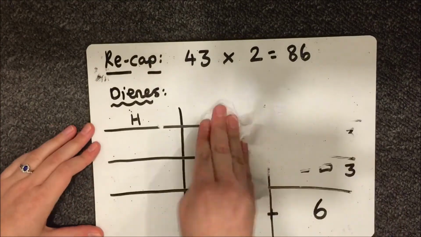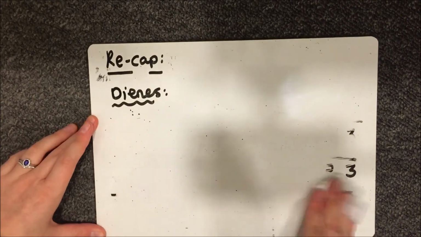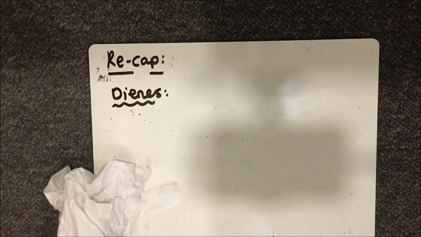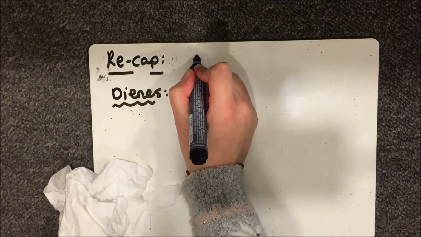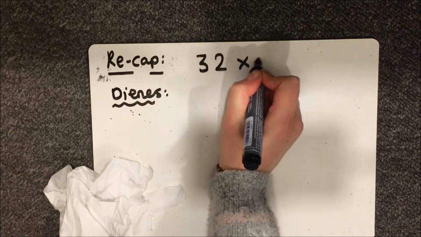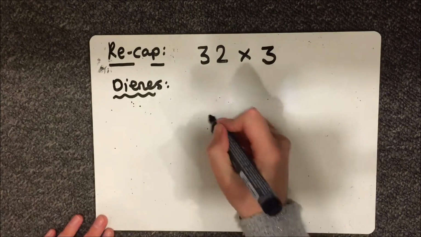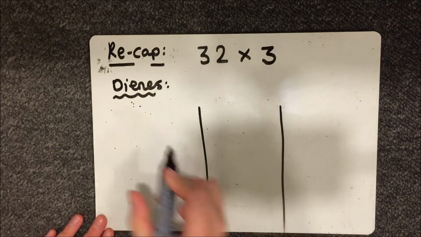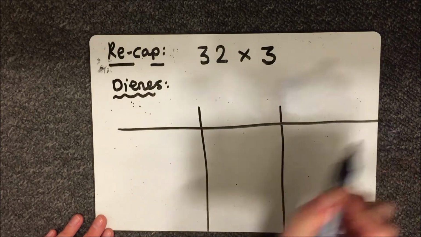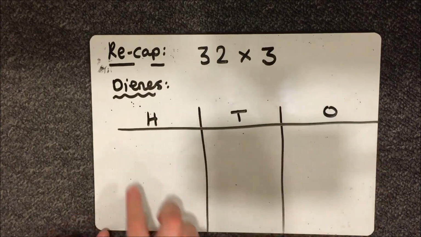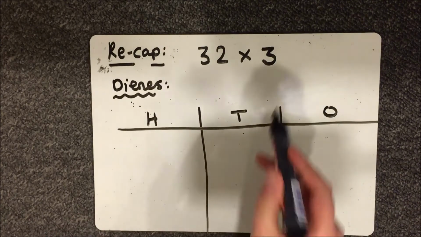We're going to do a few more examples together so you get the hang of it. Are you ready? Okay, this time I would like you to draw out the Dean's grid. So we're going to do 32 times 3. How would we do that as a Dean's grid? You need to get a piece of paper or a whiteboard. Start by drawing 2 lines down and 1 line across. Then we need to write my hundreds, tens and ones. How many lines do you need to draw? I'll give you a clue.